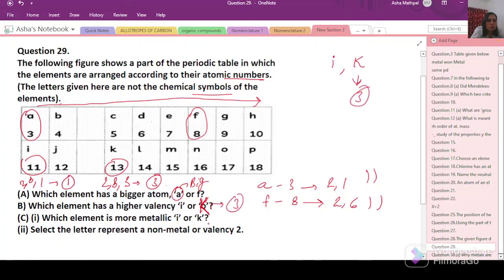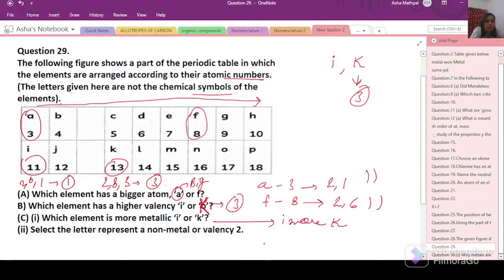Which element is more metallic, I or K? When we go from left to right in a period, and they all belong to the same period, I, J, K, L, M, N, O, P, the metallic character keeps decreasing. So I will be more metallic as compared to K. K is also metallic in nature, but I will be more metallic.